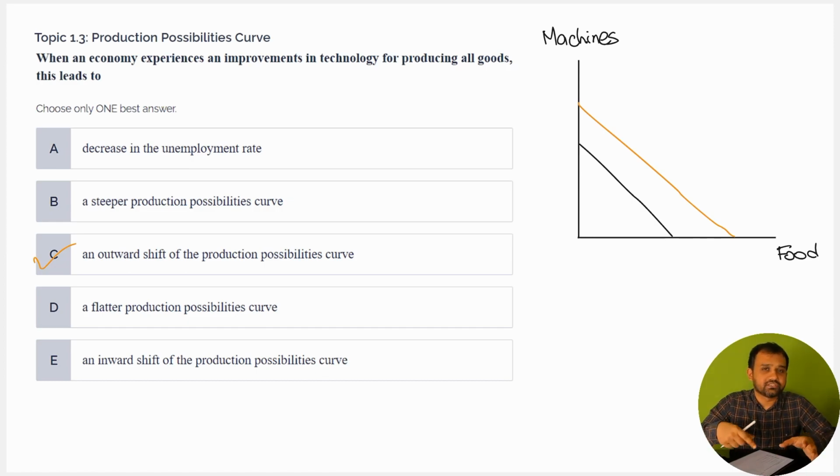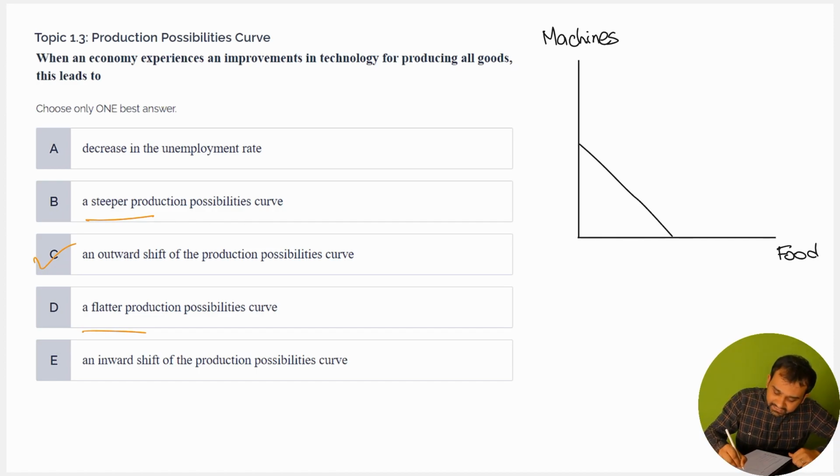However, let's go through the rest of the options to see what we can learn from them. So a steeper or flatter production possibilities curve. Now this can happen if you see an improvement in technology in one particular good. So for instance, let's say farmers have figured out how to grow crops 3 times a year instead of twice a year. Now this is an improvement in skill and knowledge only in the farming industry, not in the machine production industry. So that would mean at the maximum, however much food the economy could produce, now it can produce more, whereas the amount of machines it could produce has stayed the same.